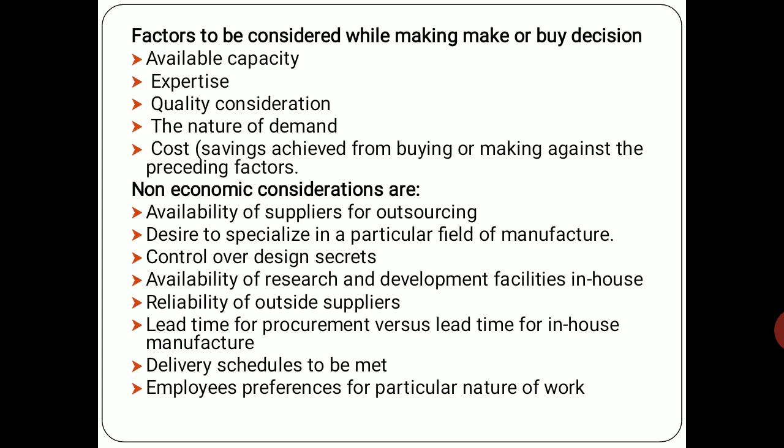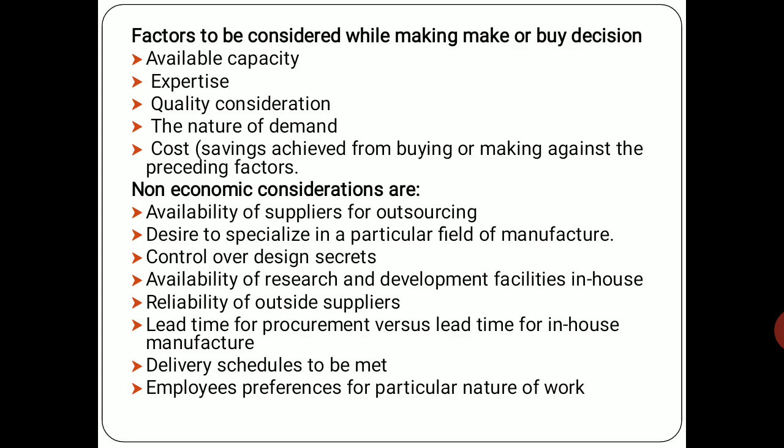Then comes delivery schedule to be made. Naturally, if fast delivery is to be done and you cannot make it with the less labor or less capacity with you, then at that time definitely the answer would be that we'll get it from outside, we'll assemble it and we'll get it to the customers, right?